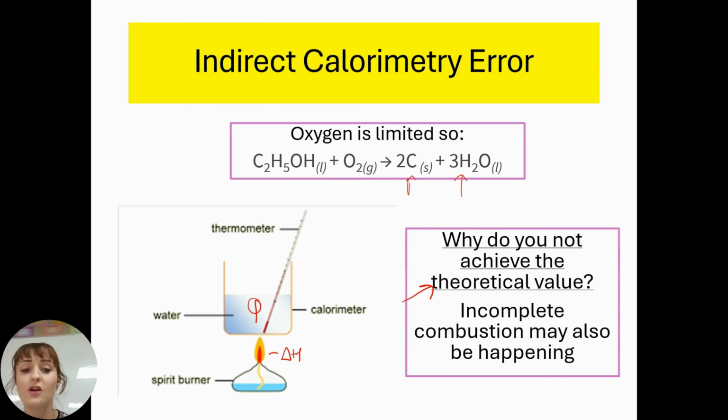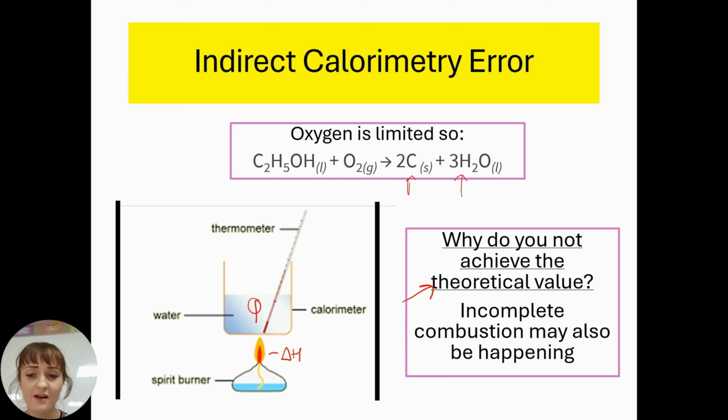Note that if you've added draft shields, while this is good for preventing heat loss to the surroundings, it does inhibit the reaction in terms of oxygen availability. It inhibits the ventilation. And if not enough oxygen is able to get in, that means that the reaction that will be happening will be incomplete combustion, which releases less energy than complete combustion.